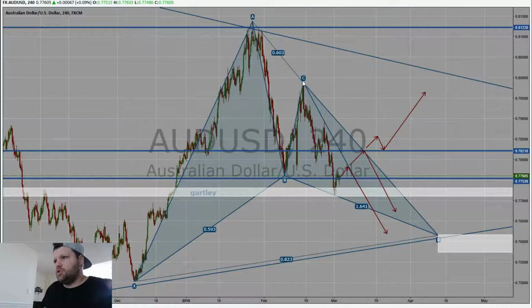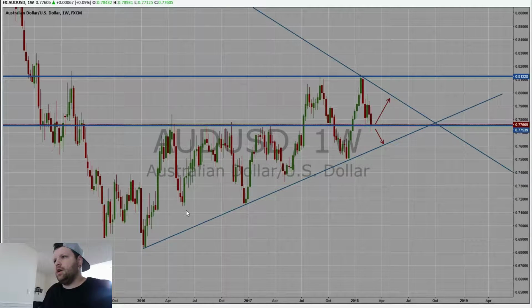If we look at market structure right now, market structure is showing bearish momentum. Right, this is a higher low, this is a lower high, lower low, lower high, lower low. Now we're waiting for a lower high. As long as it doesn't break this right here, market structure will still be to the downside on the 4-hour time frame. However, it is to the upside on the weekly time frame, so just be aware of that.